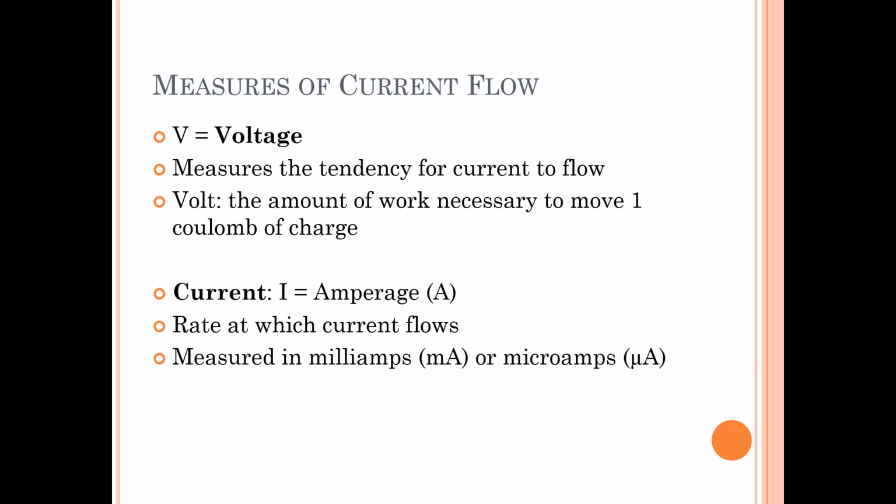A voltage is the force created by an accumulation of or an absence of electrons on an atom or body. The voltage measures the tendency for the current to flow. The measure of a volt is calculated by the amount of work necessary to move 1 coulomb of charge. The current of electricity is a stream of loose electrons passing along a conductor. Current is represented by the capital I and is calculated in amperage, represented by a capital A. The current is the rate at which current flows. It is measured in milliamps or microamps.